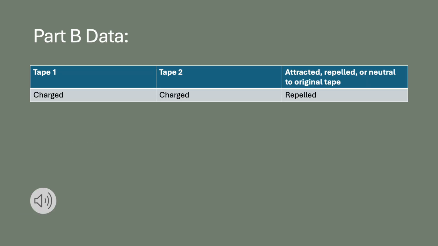For the part B data, tape 1 was charged, tape 2 was charged, and to determine if it was attracted, repelled, or neutral to the original tape, it repelled.